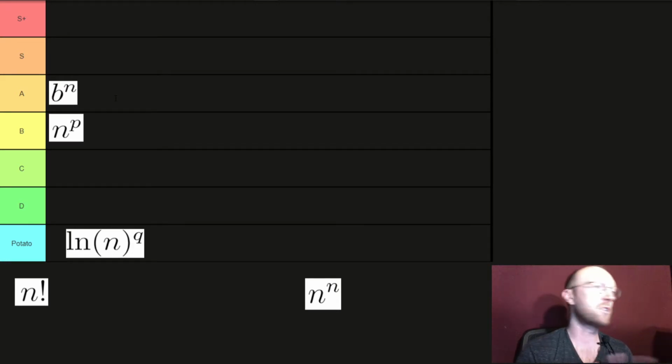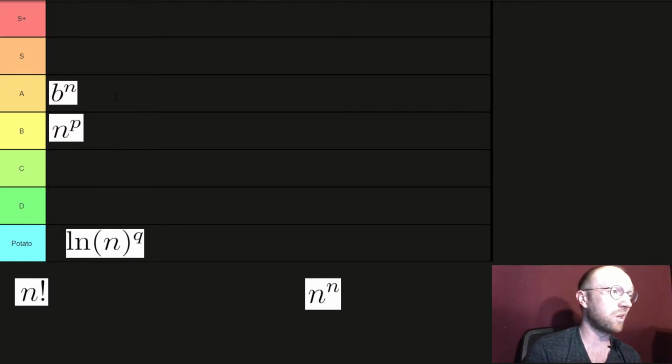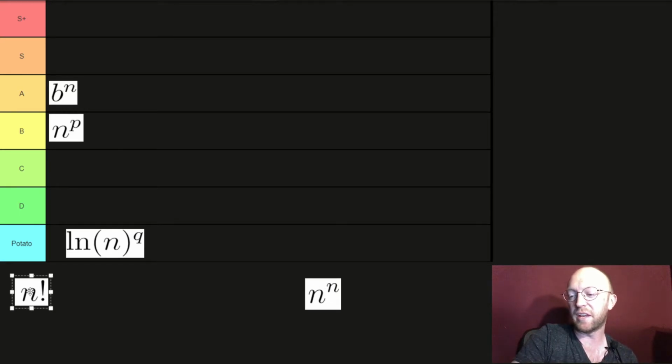Okay. So what are the strongest? What are these functions that we want to see, that we didn't see in Calc 1, that we're starting to see now, that are in this S and S plus tier? Well, there's only two left, which is n to the n and n factorial.